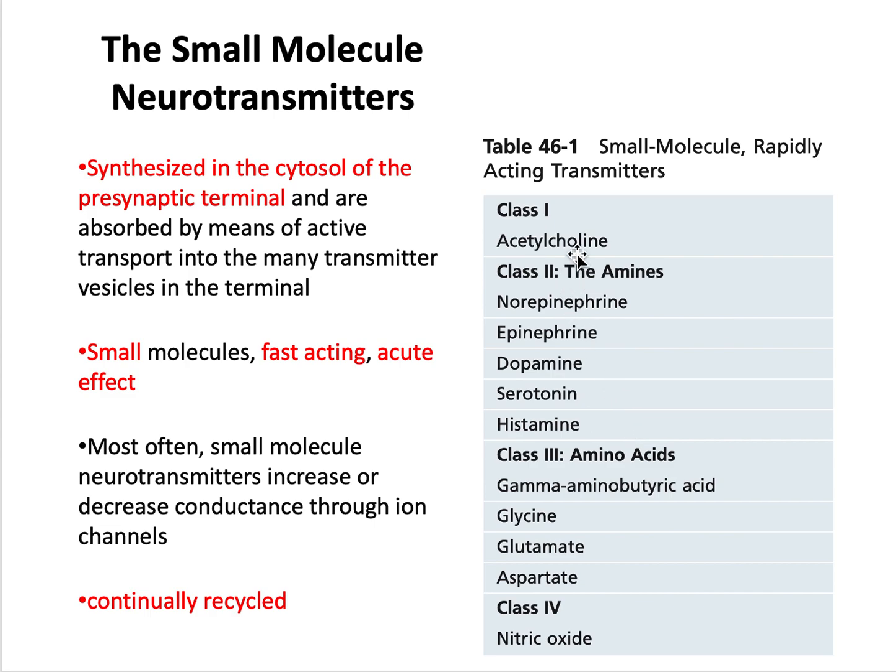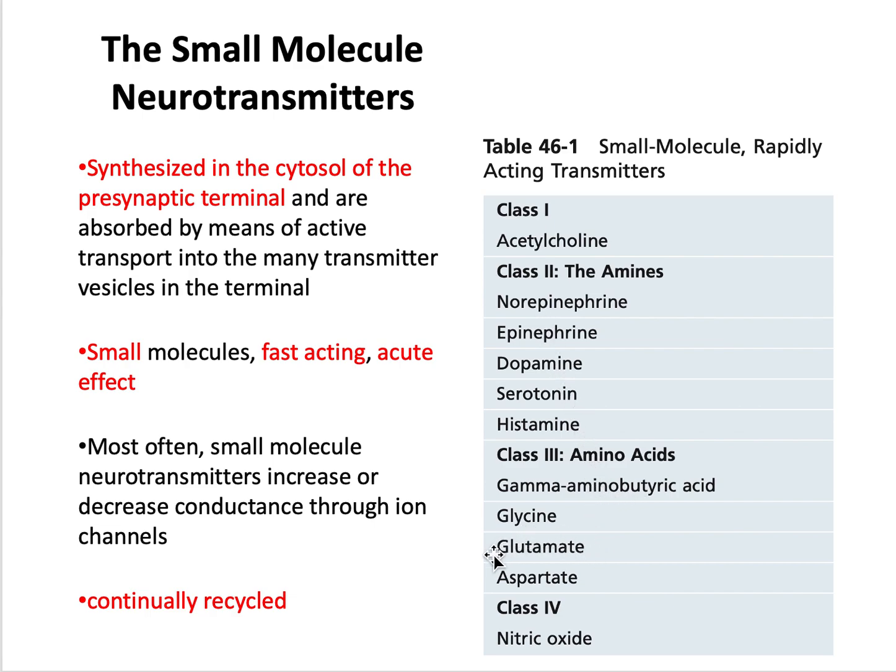So now, if you remember, we talked about acetylcholine. In the neuromuscular junction, acetylcholine is always excitatory, but when we talked about smooth muscle, acetylcholine or norepinephrine could be either excitatory or inhibitory, depending on the type of receptor that it's binding to.